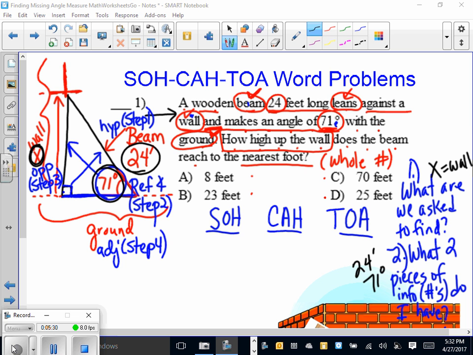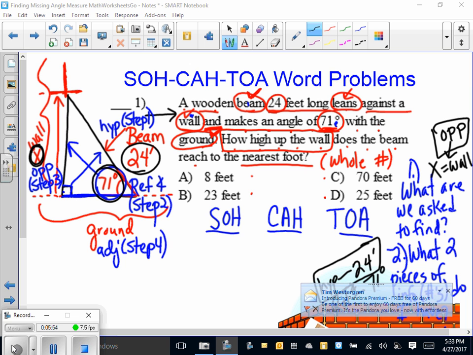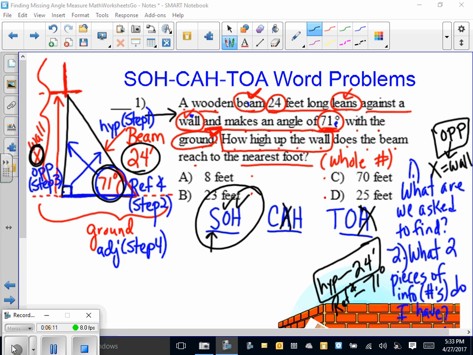Okay, so then we look. The wall is the opposite side. The 24 is the hypotenuse. 71 is your reference angle. Okay, so my two pieces of my puzzle are these two pieces that I put a square around. The x for opposite and the 24 for the hypotenuse. OH, excuse me, OH. Okay? So I have an O and an H right here with my sine. Cosine does not use an O. Tangent does not use an H. So the only one I'm left with that I can use is sine.